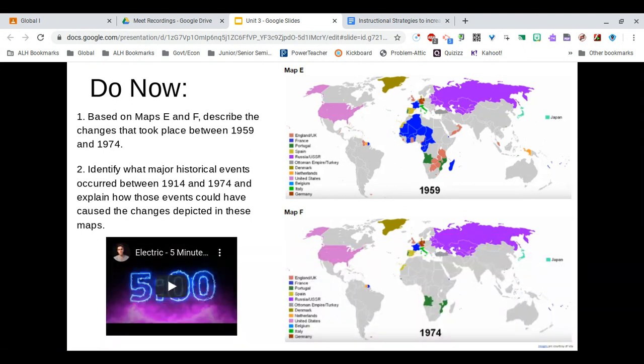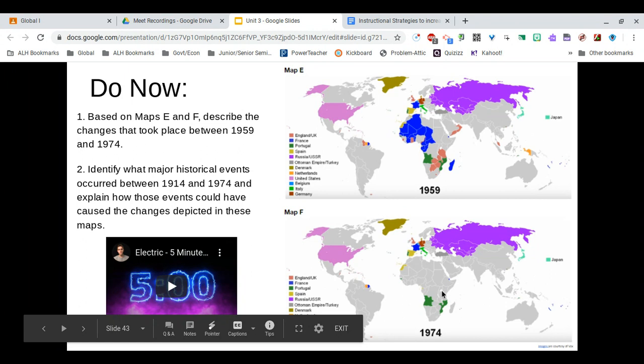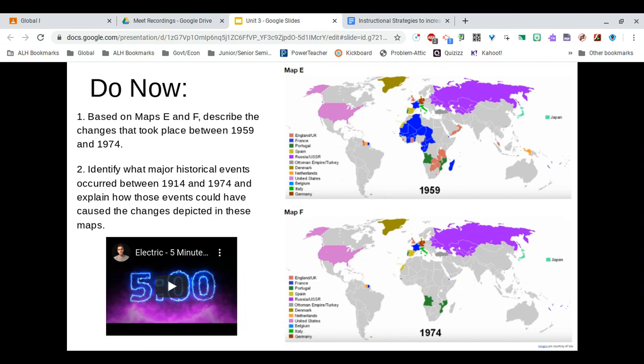Looking at this, you can probably start to see, hopefully, that a lot of this colonization that we see in this region has now started to become less and less. I want you to think about what major historical events occurred between 1914, so that was the previous map, and 1974. What's really happening that could explain how these events could have caused the changes depicted in the map? This question is still asking about historical circumstances.